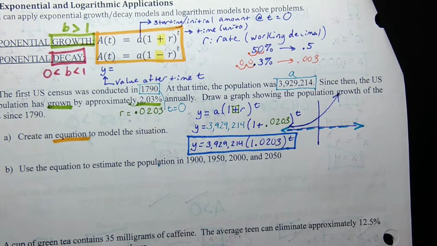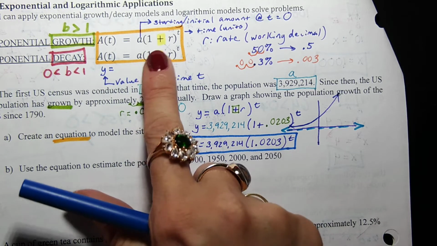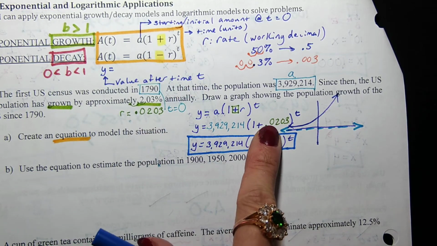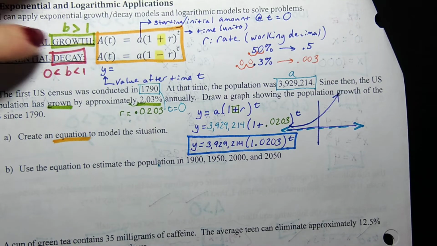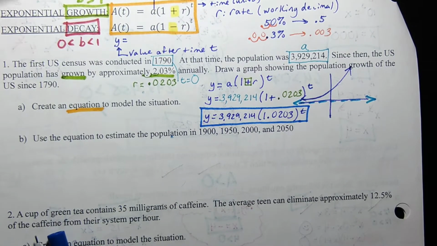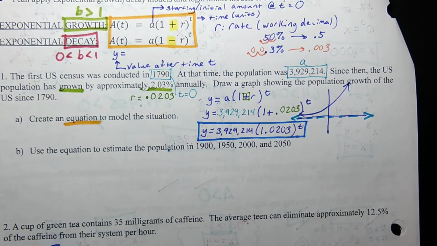Now, does that satisfy our original rule about growth functions? Is the base that's attached to the variable greater than 1? It sure is. So that's why it's 1 plus for the growth functions. That will always give you a number greater than 1. And 1 minus for the decay functions, which gives you a number between 0 and 1. Any big questions so far?